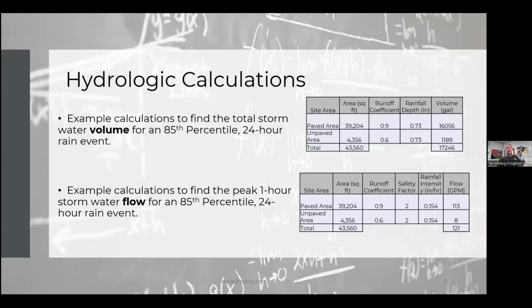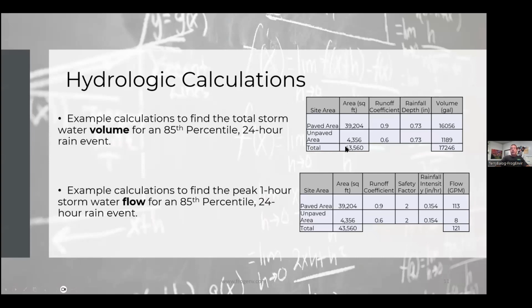Examples of hydrologic calculations. Within the industrial stormwater permit, once you become level 2, there are two ways. You look at volume-based treatment or flow-based. Volume-based would be example calculations to find the total stormwater volume for an 85th percentile 24-hour storm.